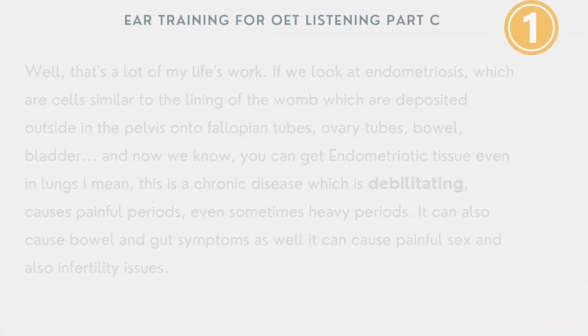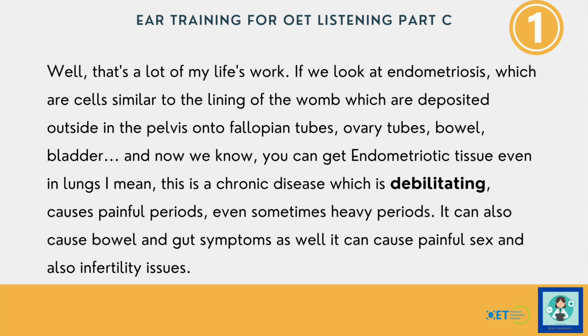Well, that's a lot of my life's work. If we look at endometriosis, which are cells similar to the lining of the womb, which are deposited outside in the pelvis onto fallopian tubes, ovary tubes, bowel, bladder, and now we know you can get endometriotic tissue even in lungs. I mean, this is a chronic disease which is debilitating, causes painful periods, even sometimes heavy periods. It can also cause bowel and gut symptoms as well. It can cause painful sex and also infertility issues.